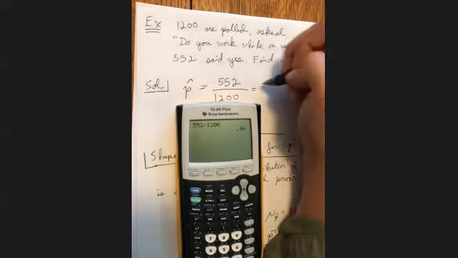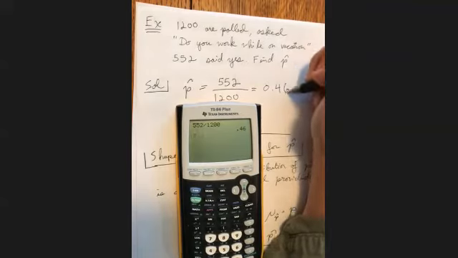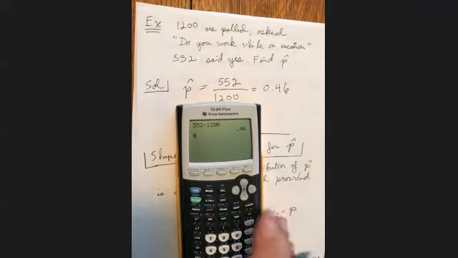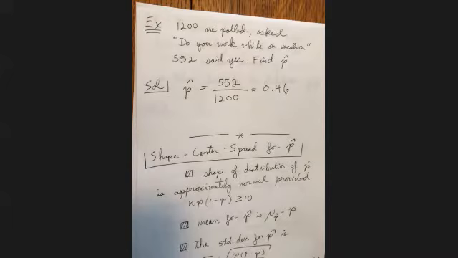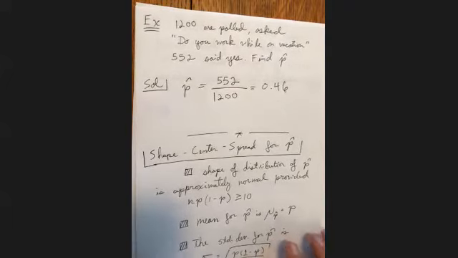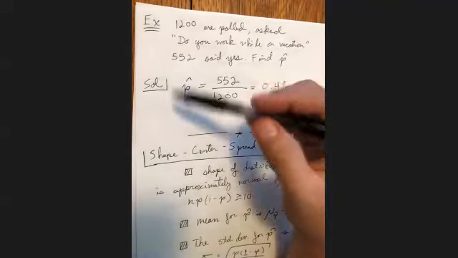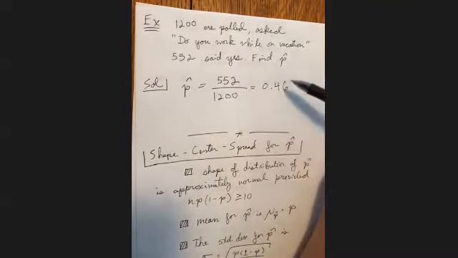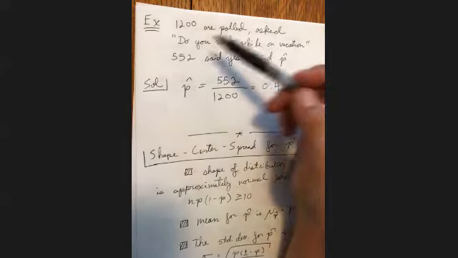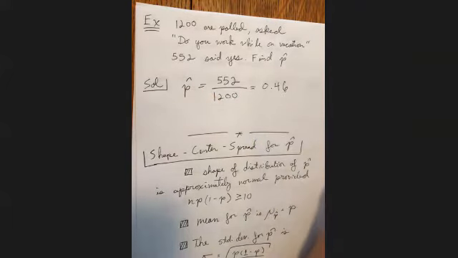And that gives us 0.46. So it's really that simple. That's what the sample proportion is. Again, the thought here to have is that p hat is 0.46. This 0.46 applies to a sample of a greater population.